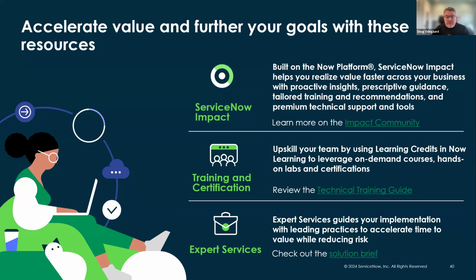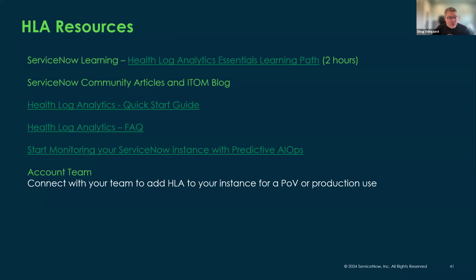So these are some HLA specific resources, and I believe someone's going to be putting this into the chat for you, but I just real quick wanted to tell you there's a 2-hour learning path, and it's actually made up of 3 classes. One of them is even shorter. It's a technical overview. I encourage you to take a look at that. There are 3 blogs here that have been created. There's a quick start guide for HLA. There's a FAQ for some questions that may be asked. And then, start monitoring your ServiceNow instance with predictive AIOps.